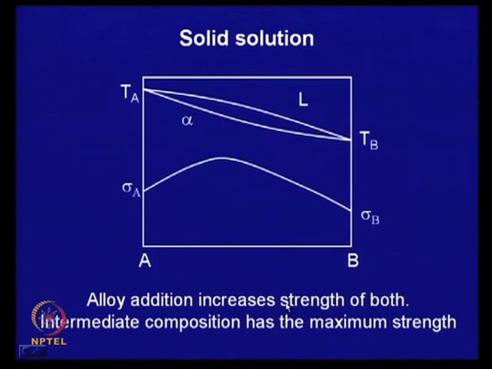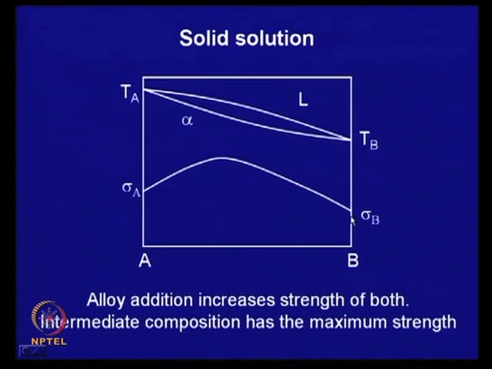Now, normally if you look at solid solution, the typical phase diagram looks like this. Here you have liquid phase, and in between this is the liquidus, this is the solidus, and here you have solid solution. There is no precipitation here, this is a pure isomorphous system, and if you look at the properties, you will find somewhere intermediate alloy we will have maximum strength. So, that means any alloy addition that you add element B to A, in that case strength of A increases.